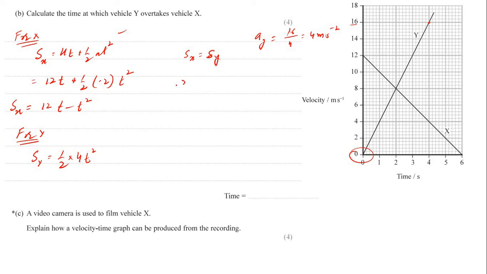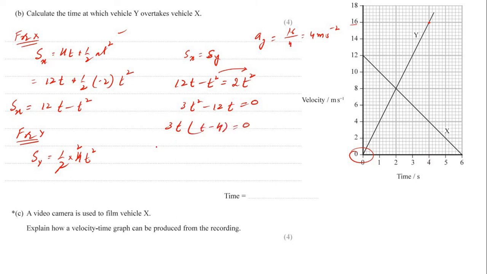Now 12t minus t square is equal to, you can simplify 2 and 2. So you have 2t square, and send this t to the other side. So you have all terms on the other side. So you have 3t square minus 12t equal to 0. You can take 3t common. So 3t times (t minus 4) is equal to 0.